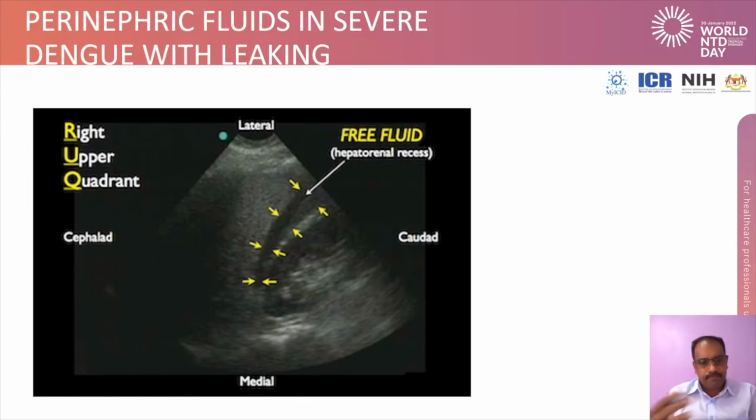So now here we are looking at the space between liver and spleen, liver and kidney, and we can see some perinephric collection. So this will be your kidney and this is your liver. So now you can see some perinephric fluid collection here, which is very significant in leaking and occult bleed in dengue patients.